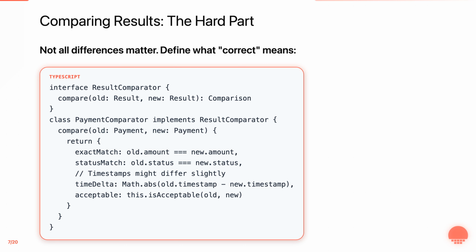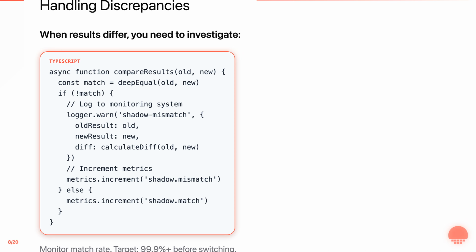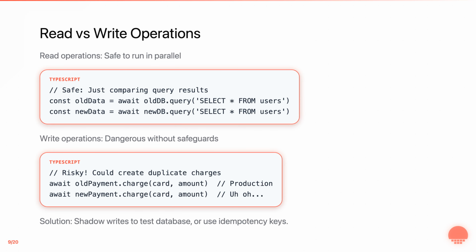When you hit a mismatch, don't just shrug it off. Log everything, the inputs, both outputs, a proper diff. Ship it to your monitoring system where you can actually dig in later. Track your match rate as a metric you obsess over. If you're only hitting 95% matches, you've got serious work to do. You want 99.9% or better before you even think about cutting over. Each percentage point is telling you something about your rewrite. Listen to it.